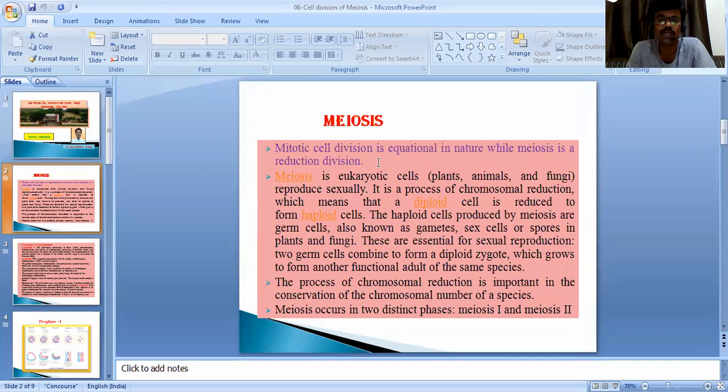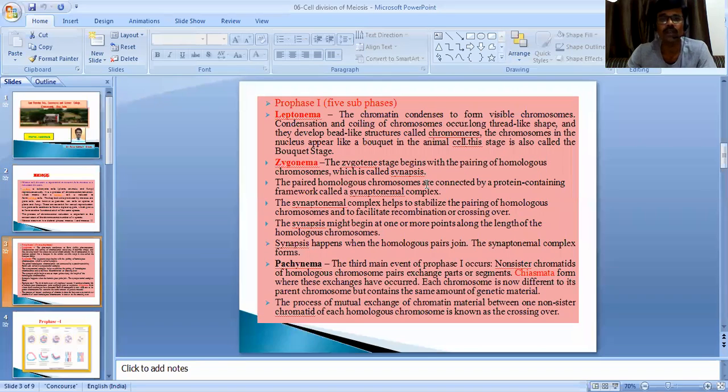Meiosis occurs in two distinct phases. The first one is meiosis first and the second one is meiosis second. In meiosis first, the first phase is prophase first. Prophase first again divides into five subphases: the first is leptotene, second zygotene, third pachytene, fourth diplotene, and fifth diakinesis.